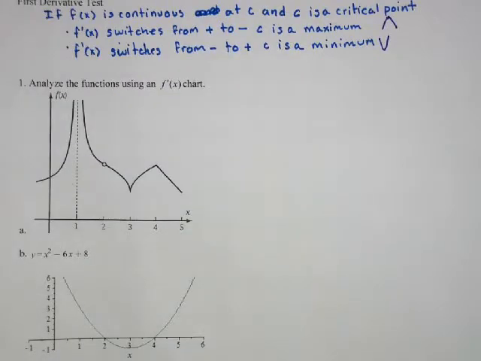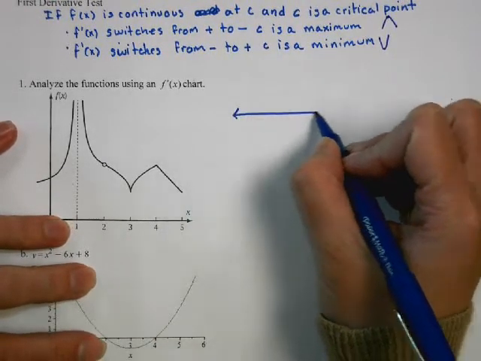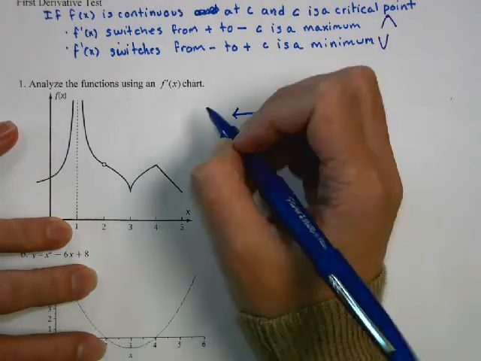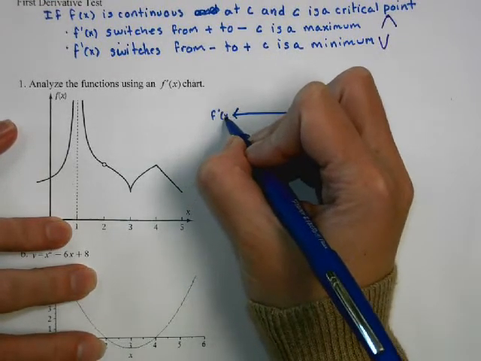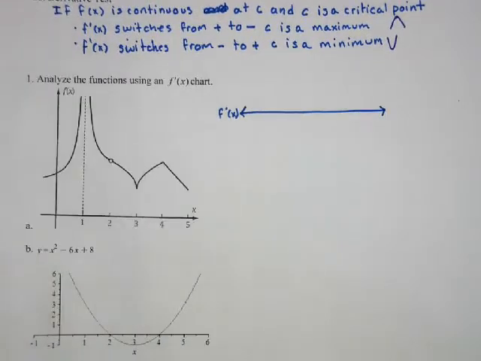So we're going to have a bunch of graphs here, and we're going to analyze them using what we're going to call an f prime chart. So I'm going to make a number line, and I'm going to label this number line f prime of x. That's a good habit to get into because we're going to have lines for f prime and f double prime. So understanding what's labeled on that number line is important.